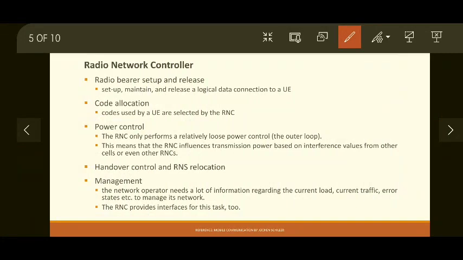Then the next task is radio bearer setup and release. Once call admission has been done, that means a user is allowed to make a call, setting up, maintenance and release of the logical channel to the user is done by the RNC again. So the RNC is responsible for call admission control, and after admitting a call, setup, maintenance and release of a call is also handled by the radio network controller.